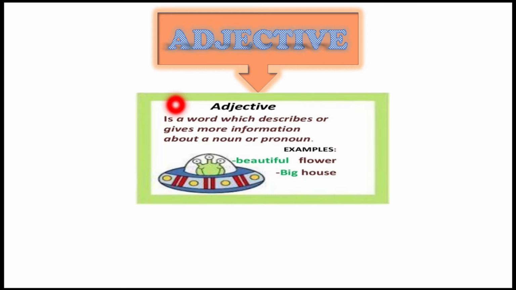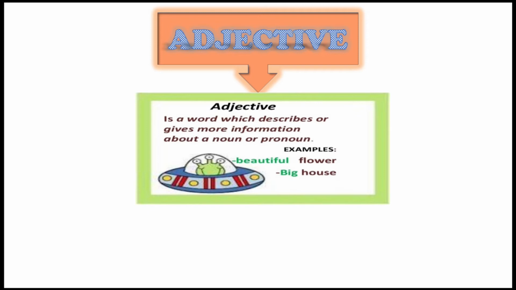Next parts of speech is adjectives. What is an adjective? It is a word which describes or gives more information about a noun or pronoun. Example, beautiful flower, big house. See, adjectives क्या होते हैं? Adjectives are the words, जो words noun या तो फिर pronoun के बारे में आपको ज़्यादा information दे.